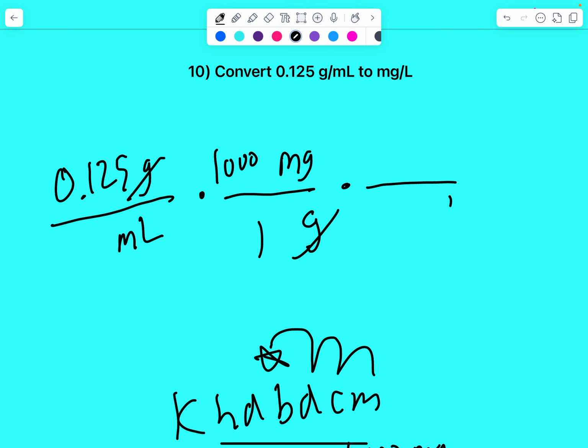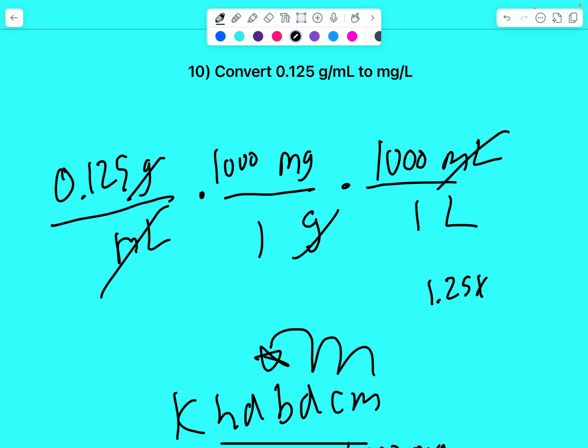So liters has to be in the denominator. And I know 1 liter has 1,000 milliliters. Those cancel out. Oh, there you go. And then you're going to get 1.25 times 10 to the 5th milligrams for every liter.